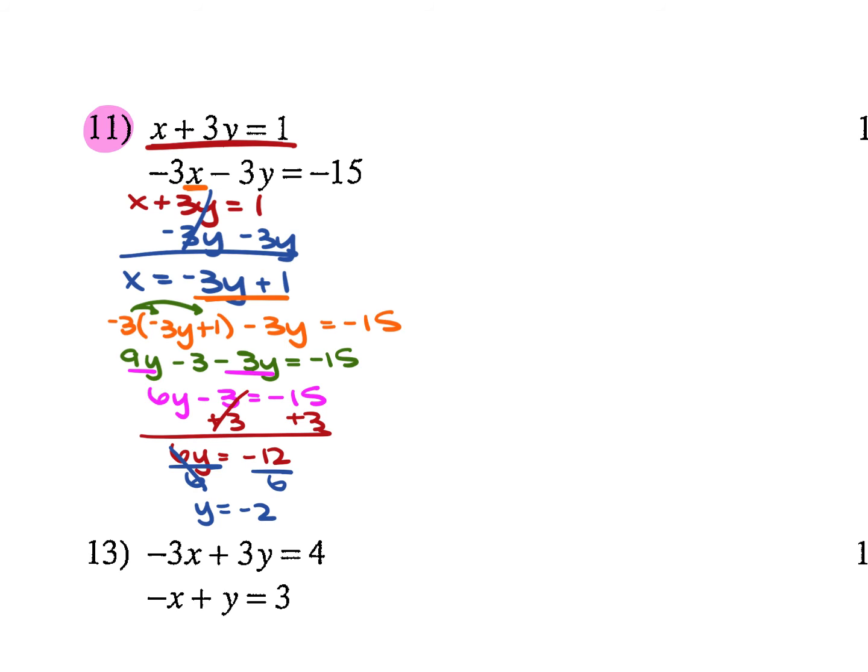Take that y is equal to negative 2, plug it in for y in the x is equal to negative 3y plus 1. So this is going to give us x is equal to negative 3 times negative 2 plus 1. Negative 3 times negative 2 is 6, plus 1 gives us an x of 7. So our ordered pair x comma y is 7, negative 2.